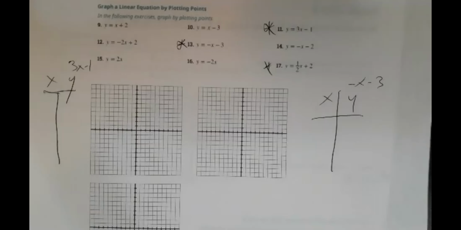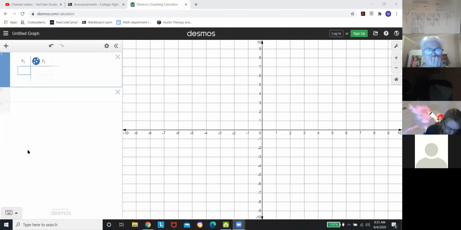Okay, I think it's time to start doing this a little bit. I'll share this screen. Okay, so 3x minus 1. If x is 0, what is my y? That should be the easy one, right?